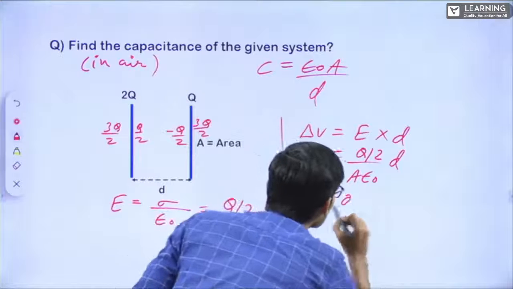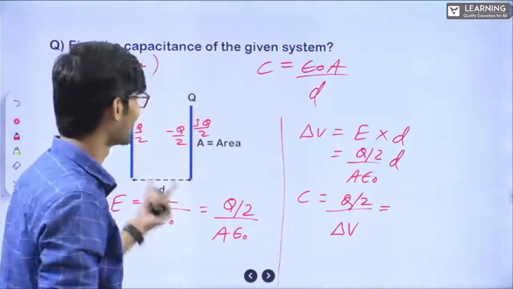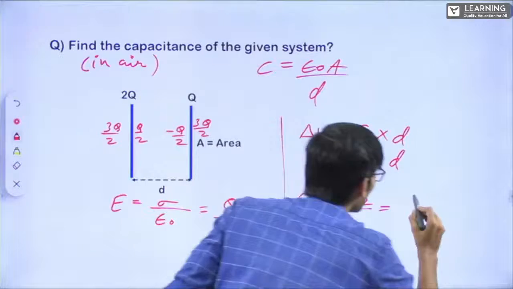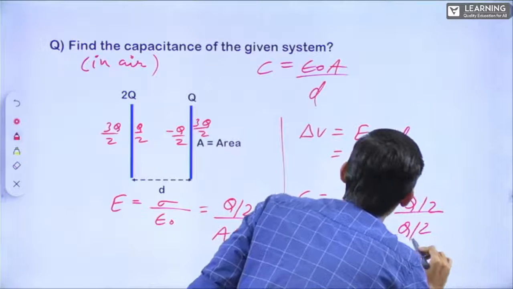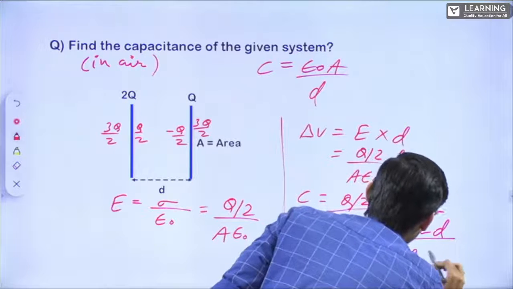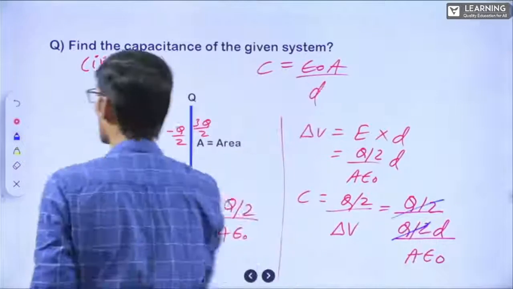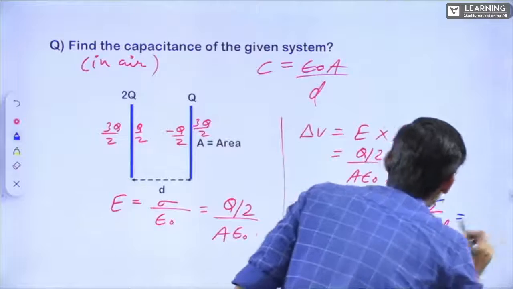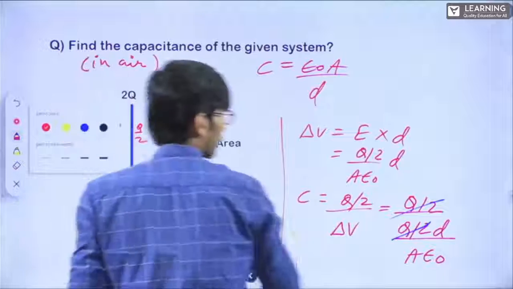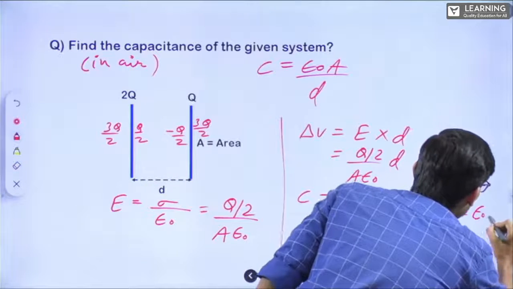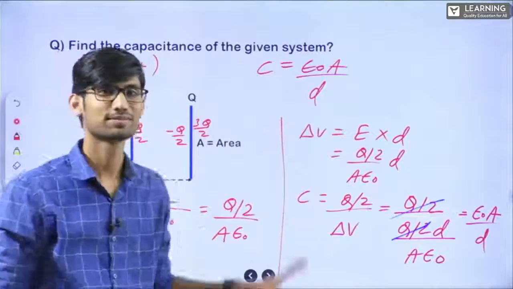Capacitance is equal to charge upon potential difference. That is, how much is charge? Charge is Q by 2 here. So Q by 2 divided by Q by 2 into D divided by A epsilon naught. Q by 2 got cancelled. How much we got? Epsilon naught A by D. It will be same. Clear?